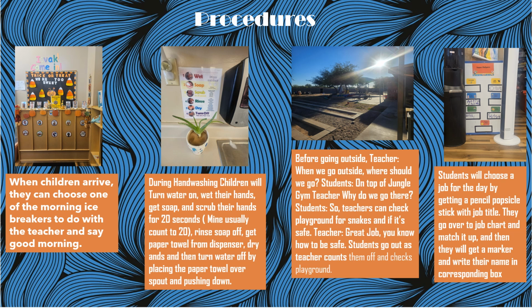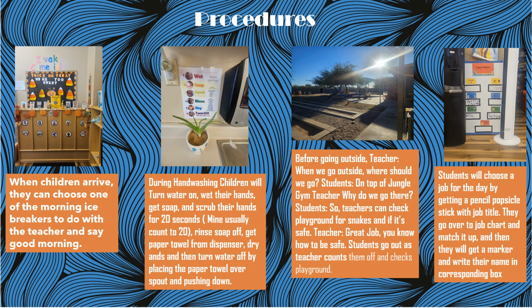And then the second picture, this is our hand washing procedure. My kids right now, they are so happy because we put this up and now they can tell you exactly the procedure in order and they're so excited when they finish it all. So during hand washing, children will turn on the water, wet their hands, get soap, and scrub their hands for 20 seconds. Mine right now are all about counting 20, which I'm okay with. They rinse soap off, they get paper towel from the dispenser, dry hands, and then they turn water off by placing the paper towel over the spout and pushing down.